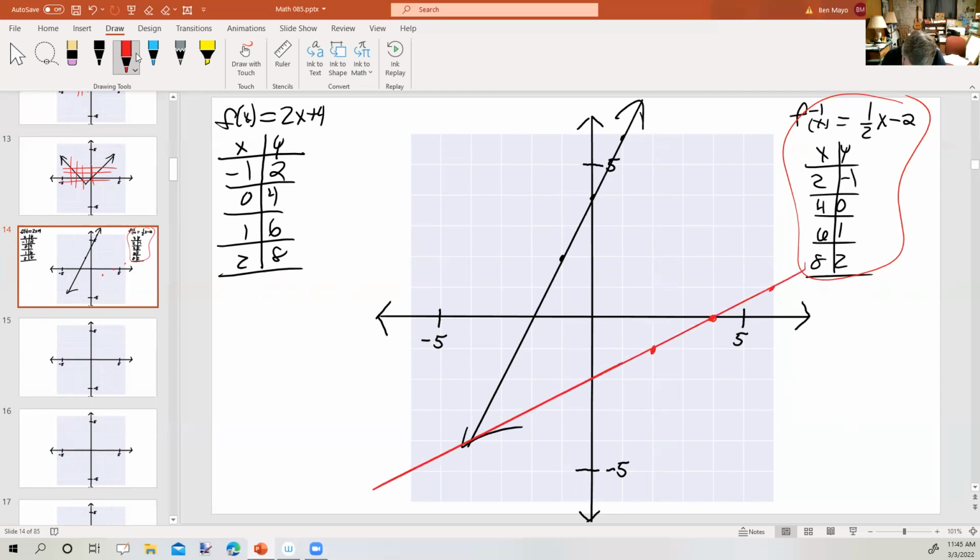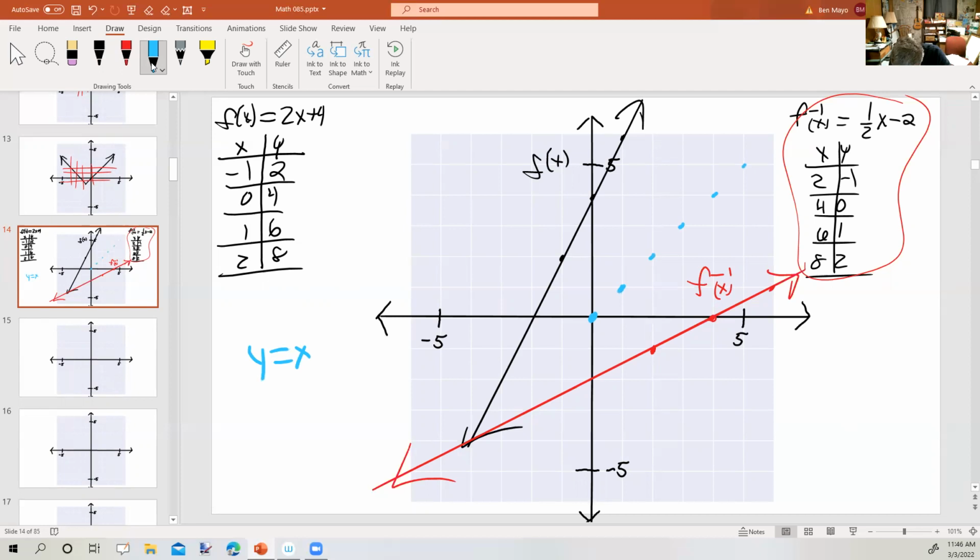There's the inverse. This is f of x, and this is f inverse of x. Okay, now I said that they were symmetric with each other about the line y equals x. What does that look like? Well, let's see, 0, 0, 1, 1, 2, 2, 3, 3, 4, 4, etc.